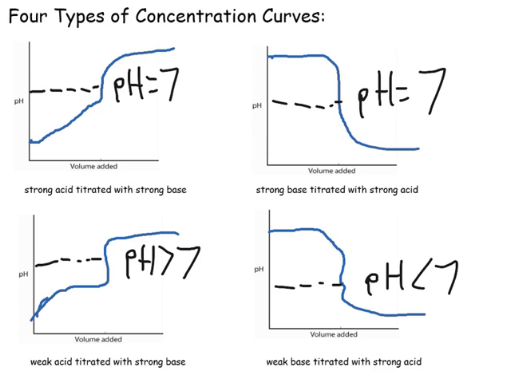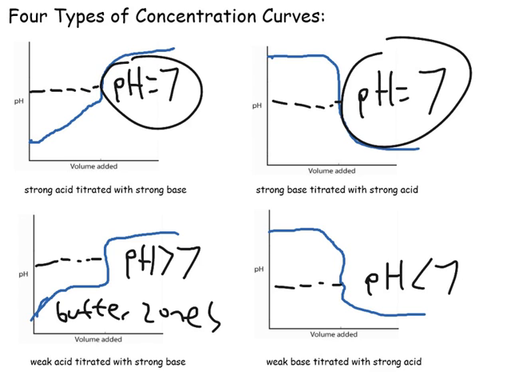So yeah, just remember that with the weak acid titrations, you have buffer zones, and that for the strong titrations, the pH is always going to equal 7, and yeah, so that's all you have to remember.